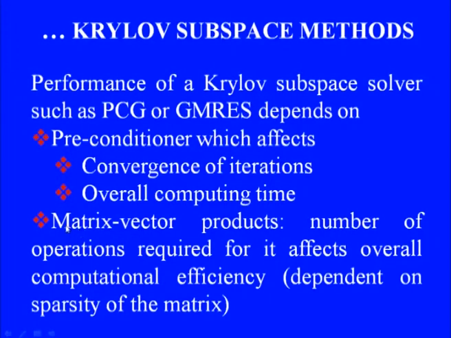So in fact this is the most time consuming sequence of operations involved in Krylov subspace methods, whether it be PCG or GMRES. The time taken by these matrix vector products affects the overall computational efficiency of a Krylov subspace algorithm, and we can easily see that our matrix sparsity pattern would affect the computational operations required in obtaining our matrix vector product. So this particular thing is dependent on the sparsity pattern of the matrix.